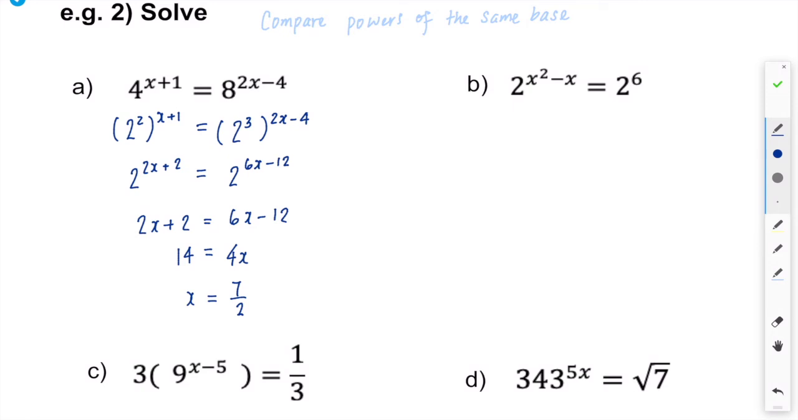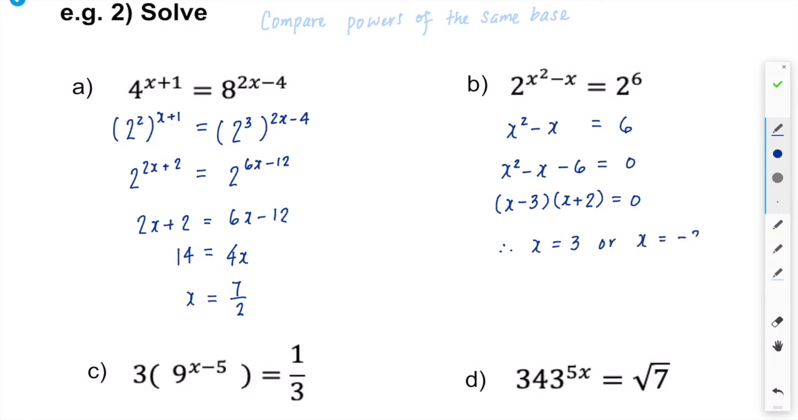Question B. So good news is we have powers of 2 on both sides of the equation already. So we can easily just compare x squared minus x equals to 6. This really is a quadratic equation. So now what do? We have to swing the 6 to the side so that we can make the right side 0. I can factor x squared minus x minus 6. I need -1, so it's -3 plus 2 here. As a result, x is equal to 3, or x is equal to -2.